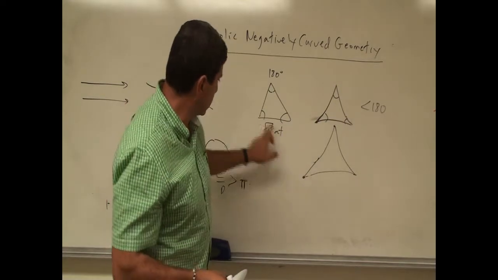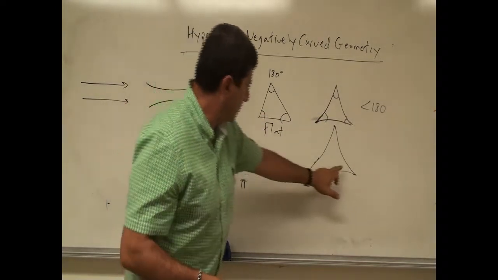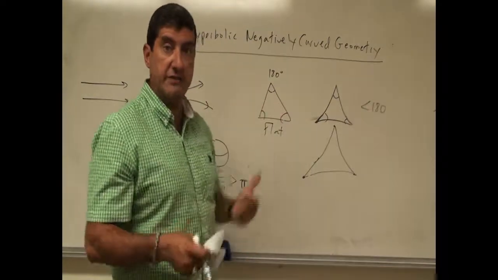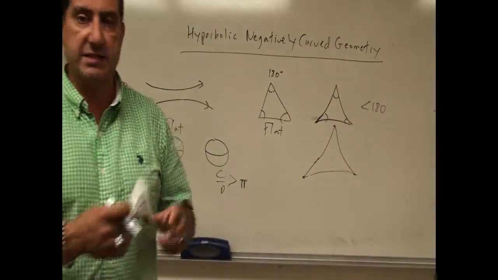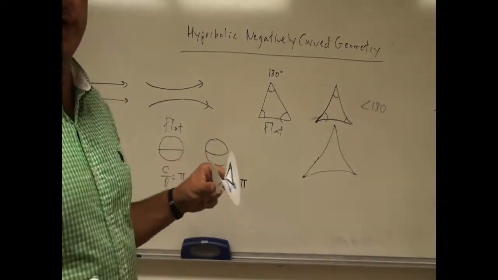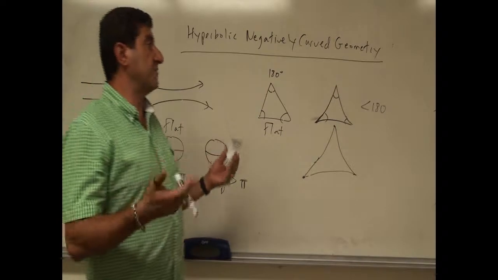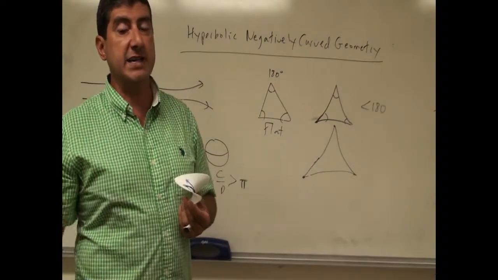Because this angle is going to be smaller than this angle. This angle is going to be smaller than this, and this angle will be smaller than that. So it's pretty obvious just visually that the angles of a triangle on that kind of geometry will add up to less than 180.